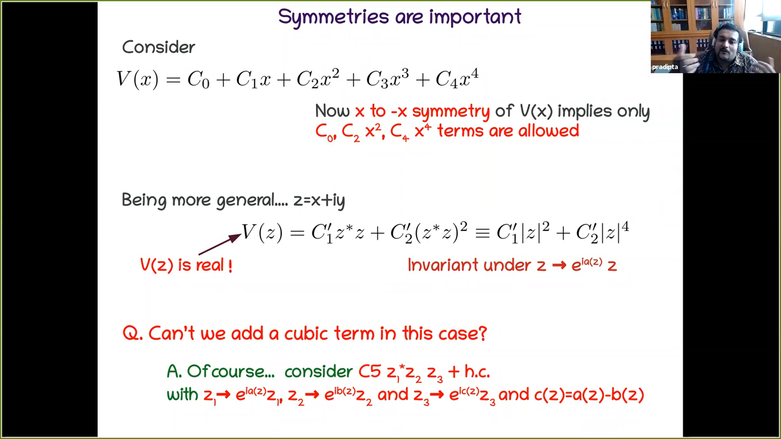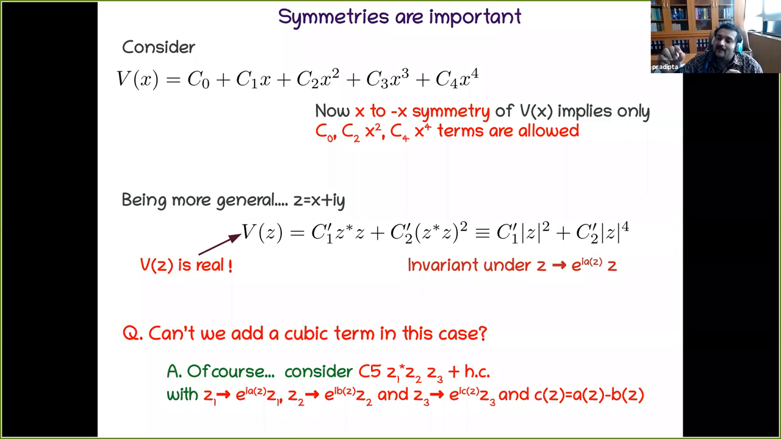Suppose now I want to do the same thing in the context of z, but z is a complex number, z equals x plus iy. Now you can see that if I want to write terms that are invariant under z going to e to the power i alpha z, where this alpha is not a constant, but something which also depends on the position at which you are measuring it.